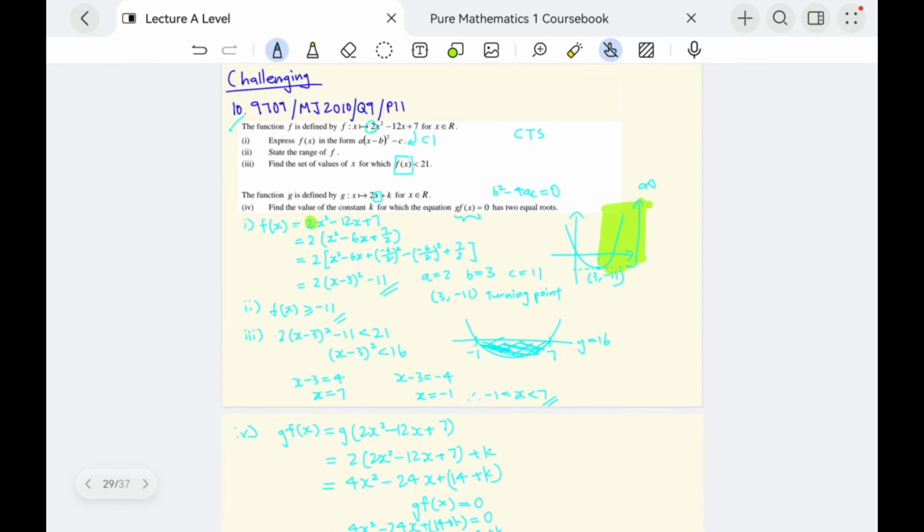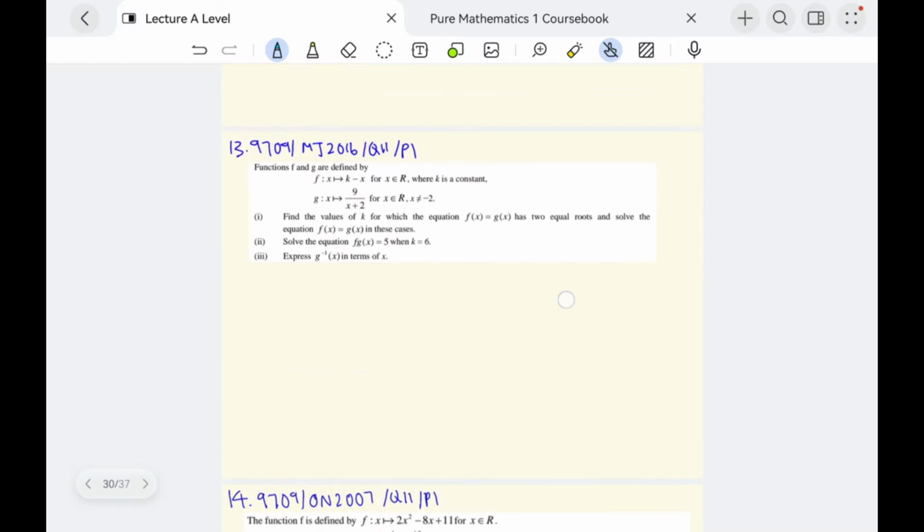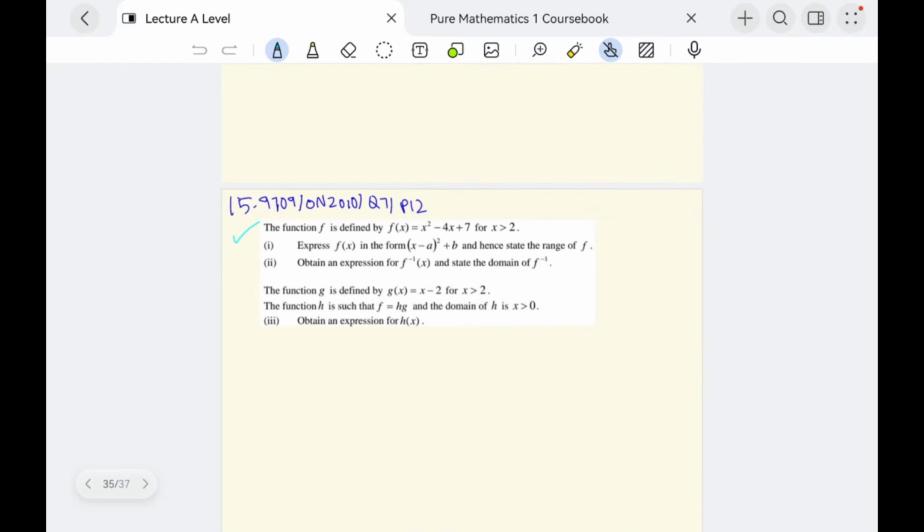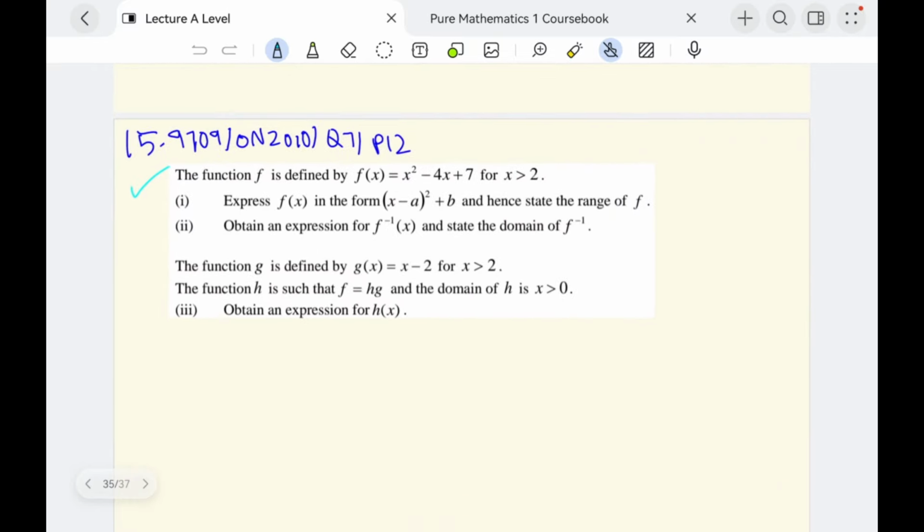Okay, if I have no question, I may proceed to another passive question, which is this question. All right. You may give me some time. I need to make a preparation. So for this question, some of the part involves the inverse function.